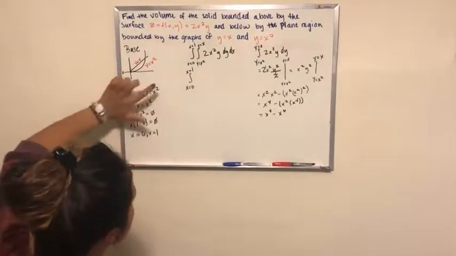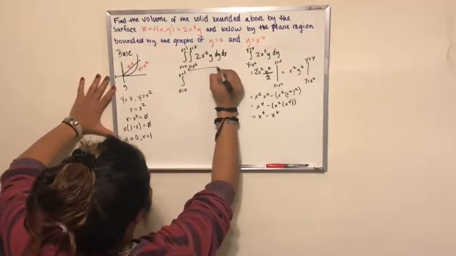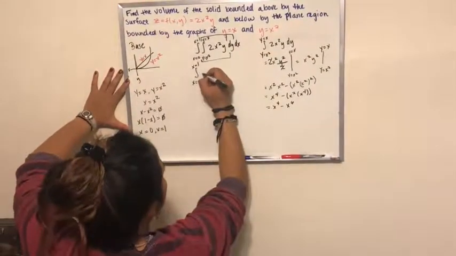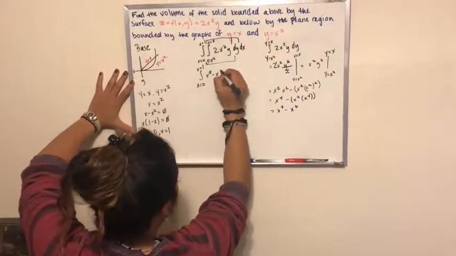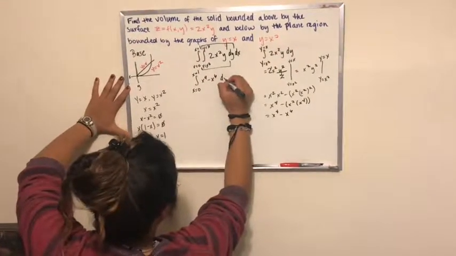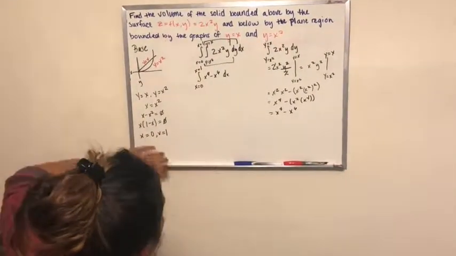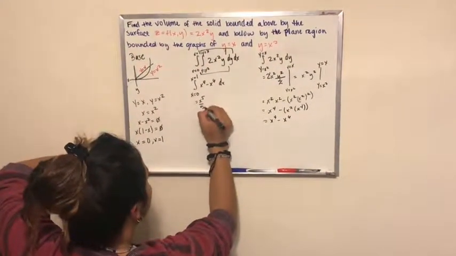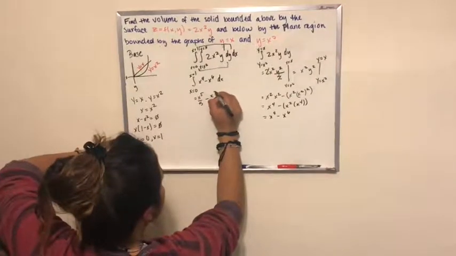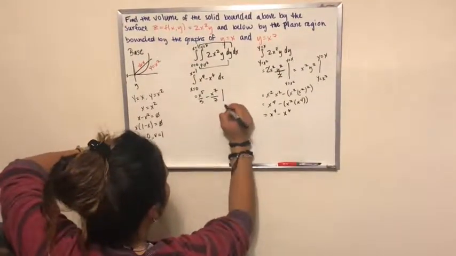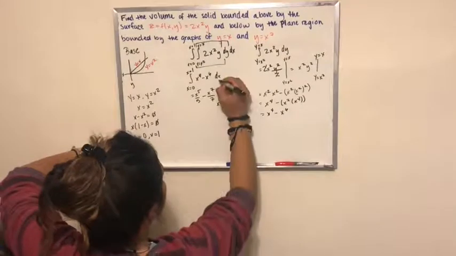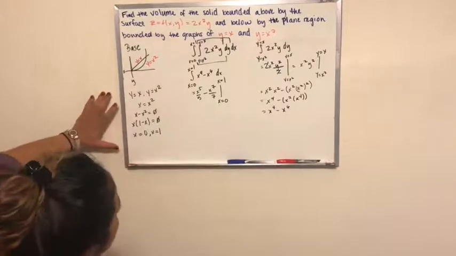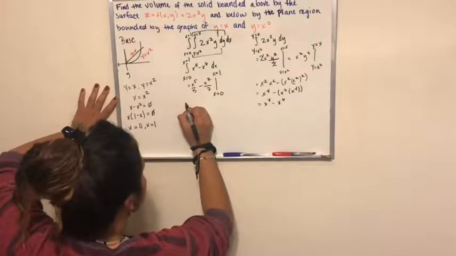So go ahead and rewrite your x, and it goes in place right here, dx. And go ahead and integrate. x to the 5th over 5 minus x to the 7th over 7, evaluated from x equals 0 to x equals 1. Go ahead and plug it in. Remember, the second point goes first.